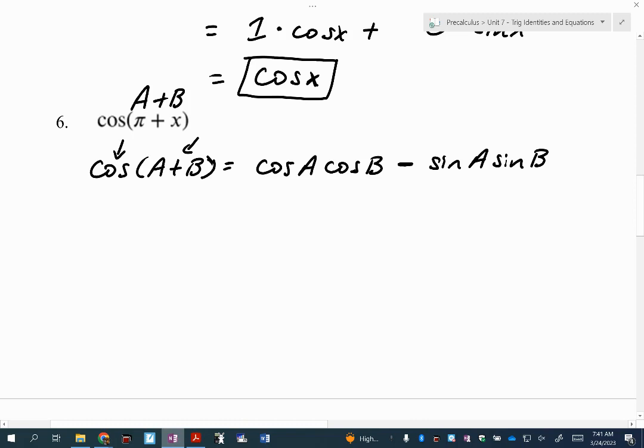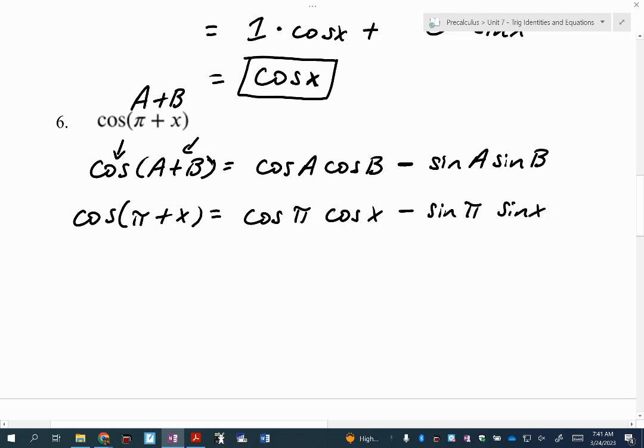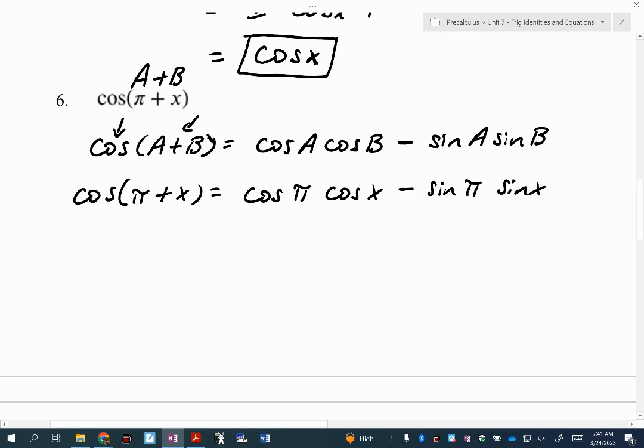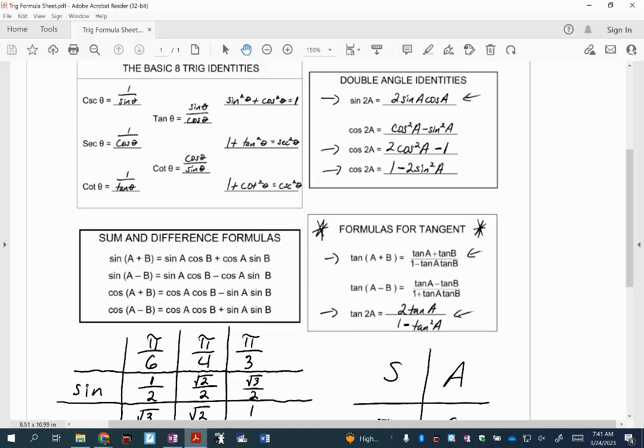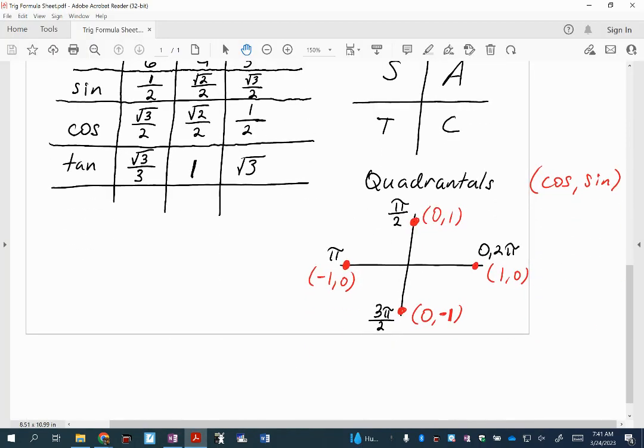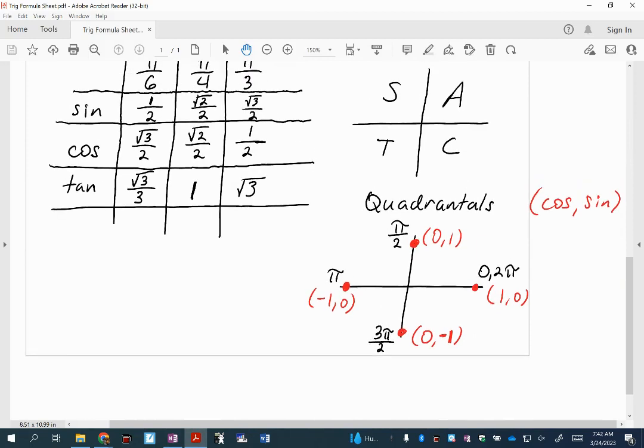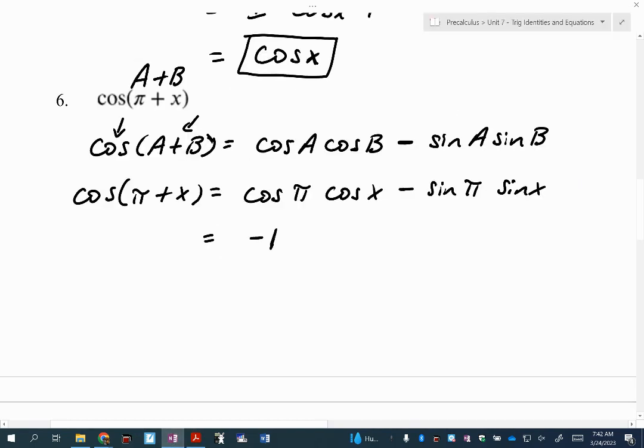So let's plug in for the stuff we have, which is cosine of pi plus x. So cosine of pi times the cosine of x minus the sine of pi times the sine of x. So again, quadrantals. This time I'm worrying about pi. If I look at pi over here, it's my farthest left point. The cosine of pi is -1, and the sine of pi is 0.